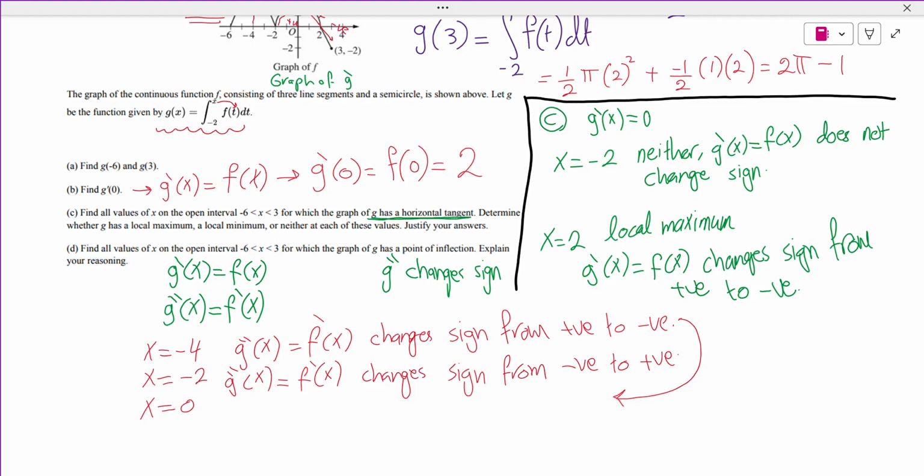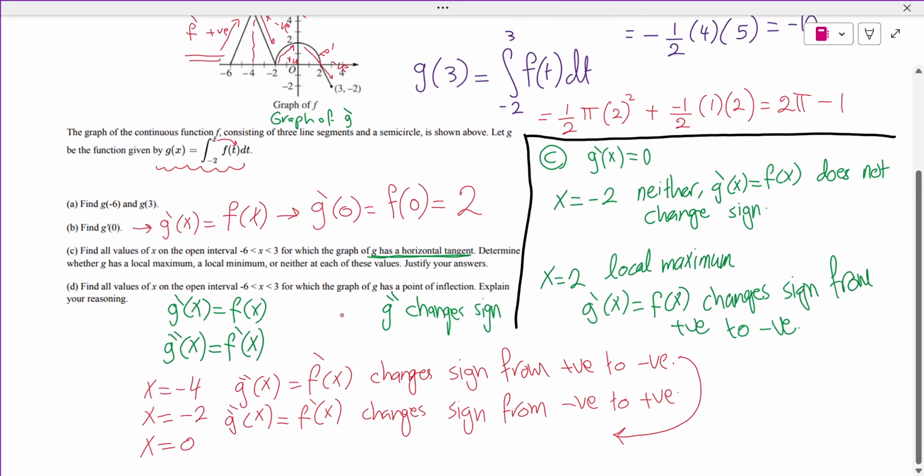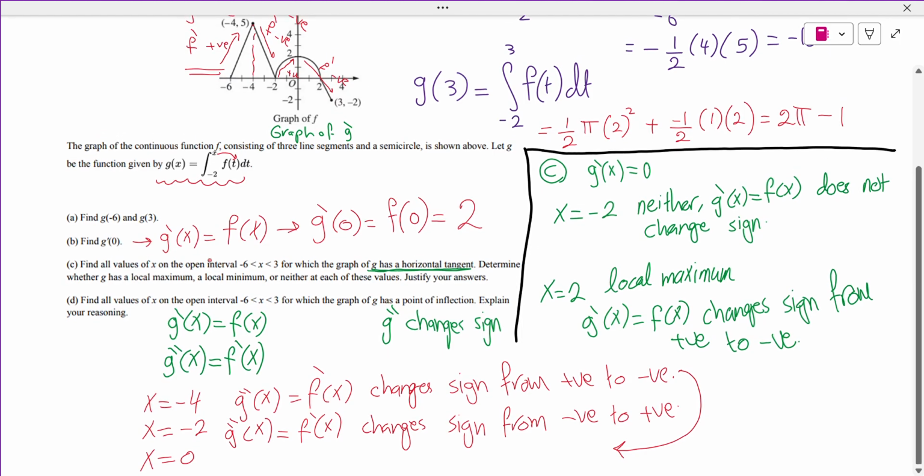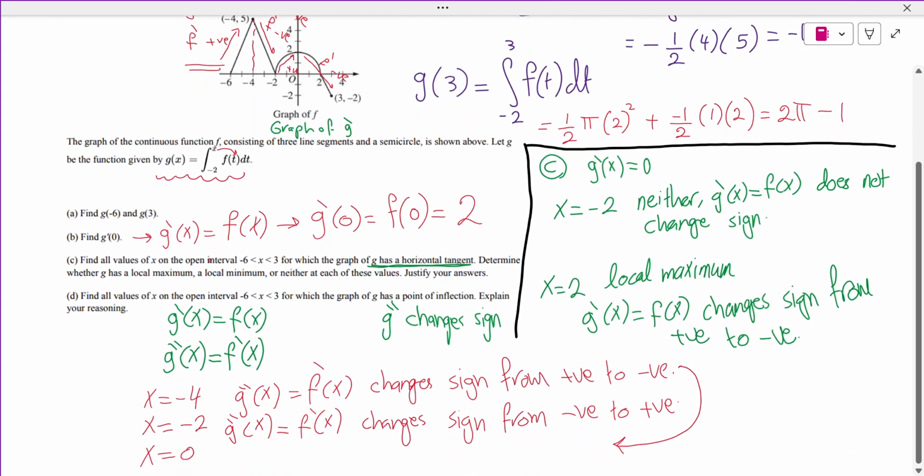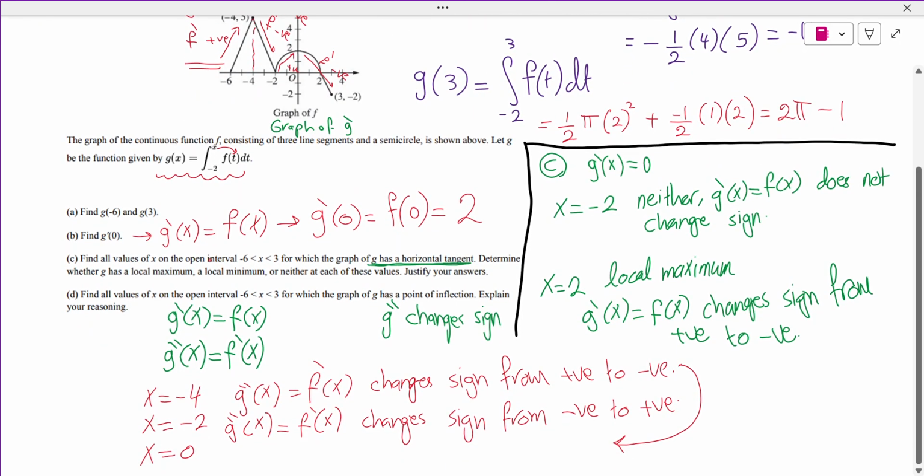There is another explanation. You can say that g prime changes from increasing to decreasing or decreasing to increasing. So you can have a look at the answer key. But this is going to be enough. If you write g double prime, which is the same as f prime, it changes sign from positive to negative or negative to positive.